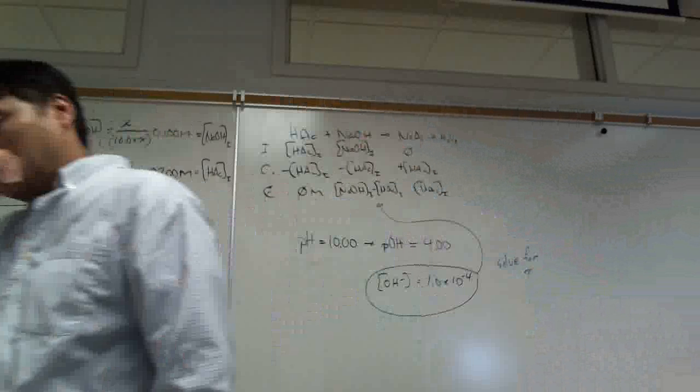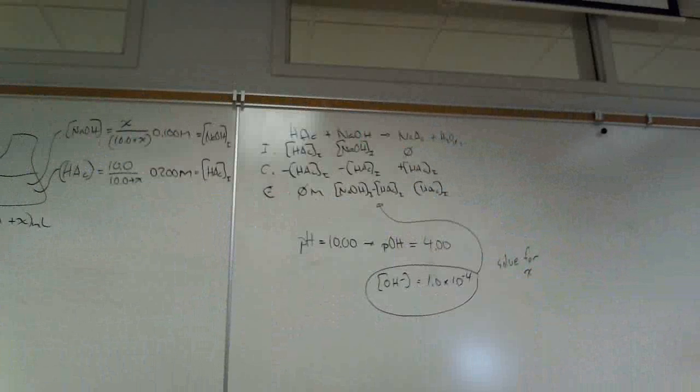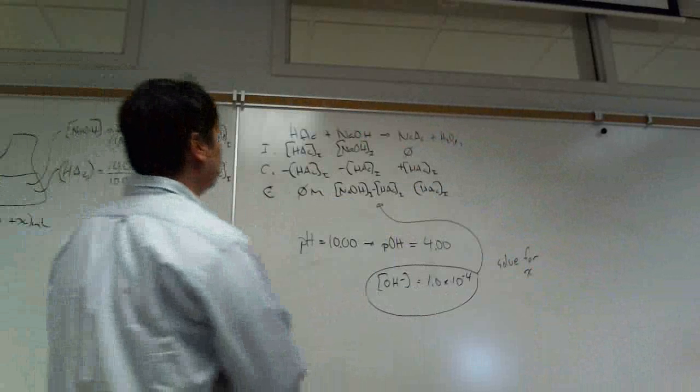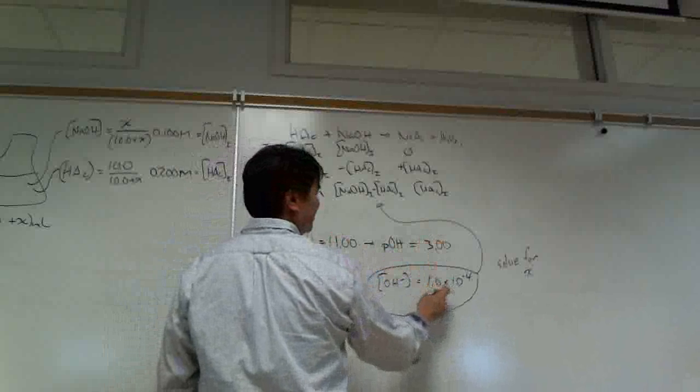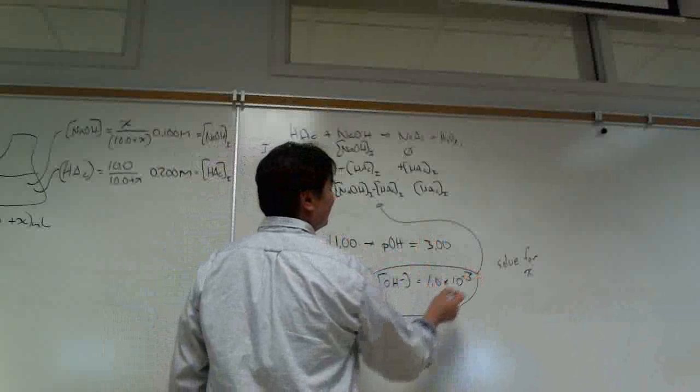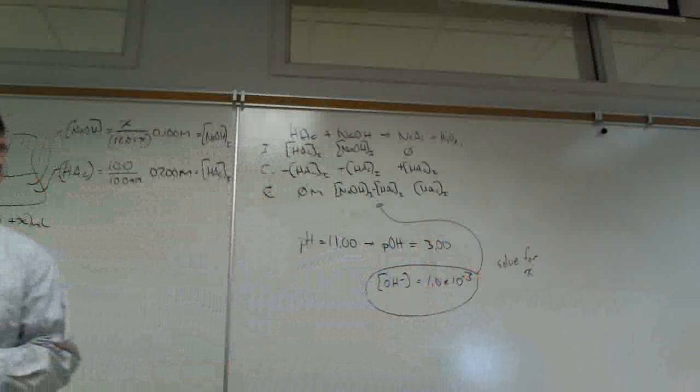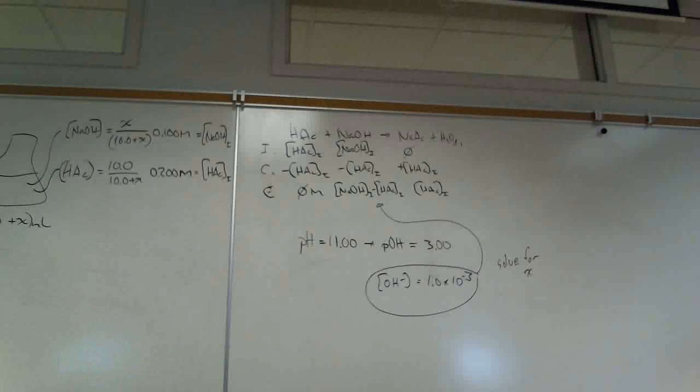Solve for x. You said we were doing 11, not 10, for the pH. So the pH should be 11. Oh, shoot. This is 11, so this will be 3. This will be 10 to the negative third. You're right. Does that make sense?